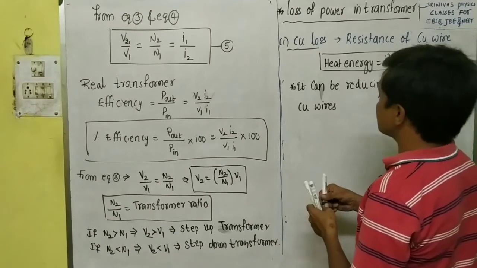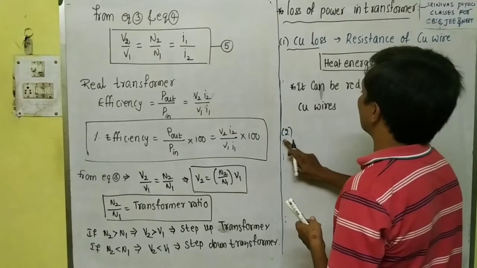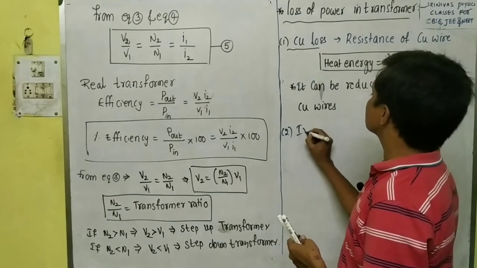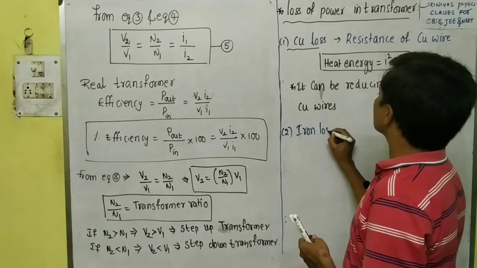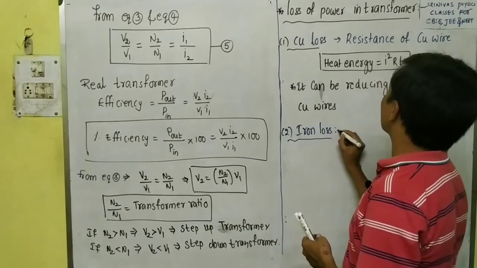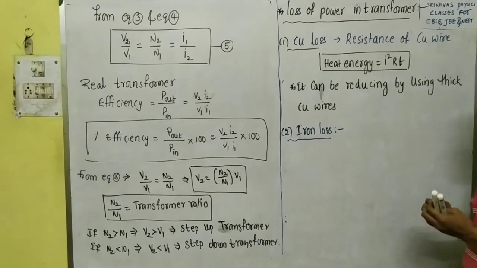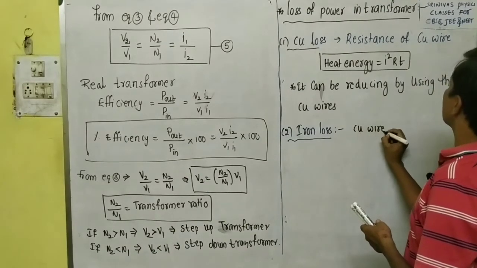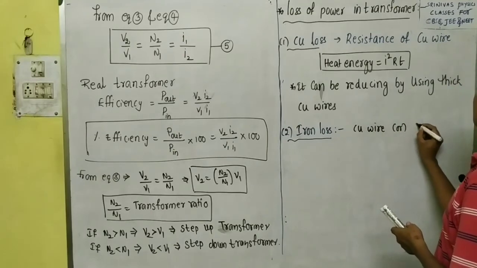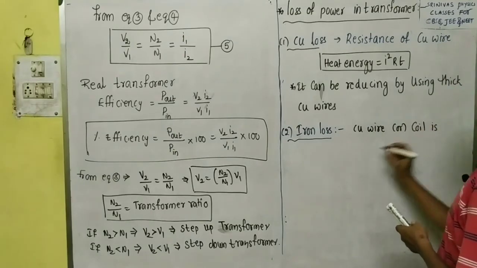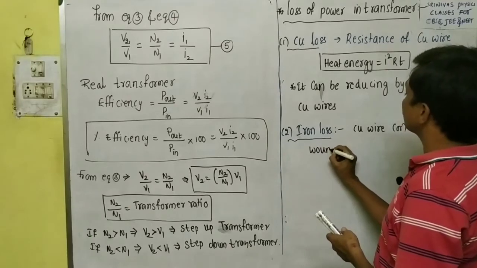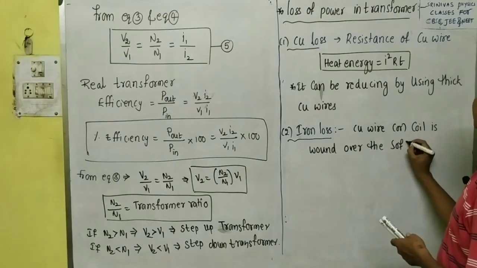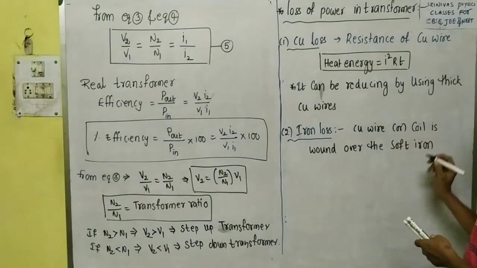And the second type of loss is the iron loss. What is this iron loss? Actually, the copper wire or coil is wound over the soft iron.